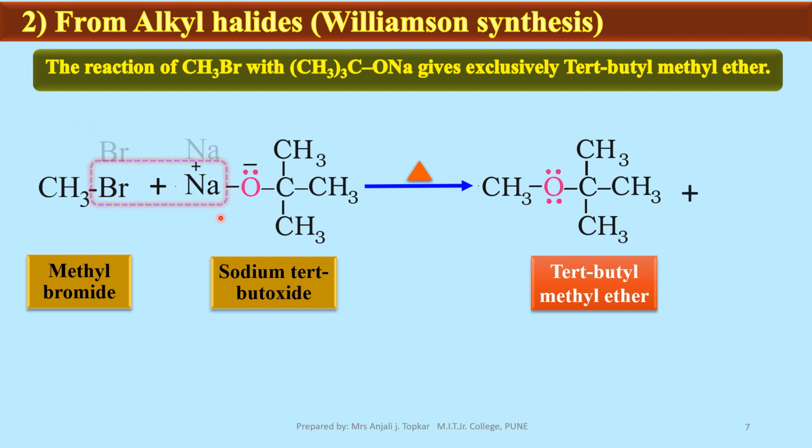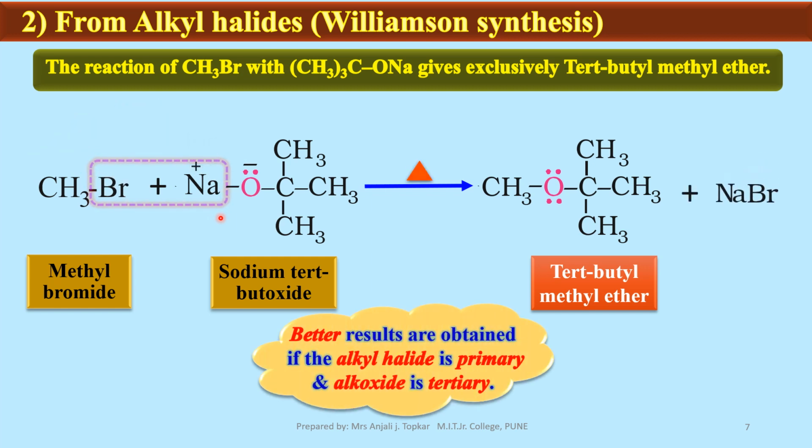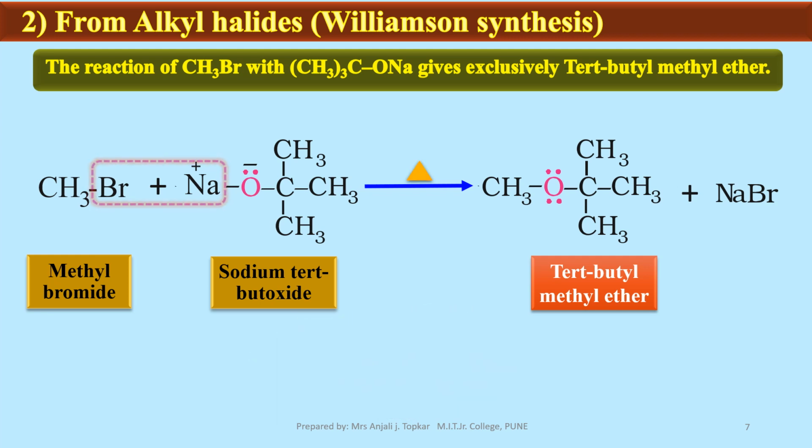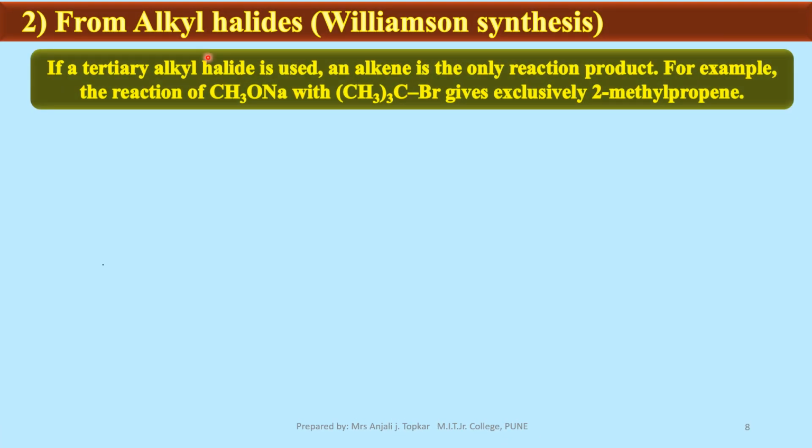Better results are obtained if the alkyl halide is primary and the alkoxide is tertiary. If a tertiary alkyl halide is used, an alkene is the only reaction product. For example, the reaction of sodium methoxide and tertiary butyl bromide gives exclusively 2-methyl propene.